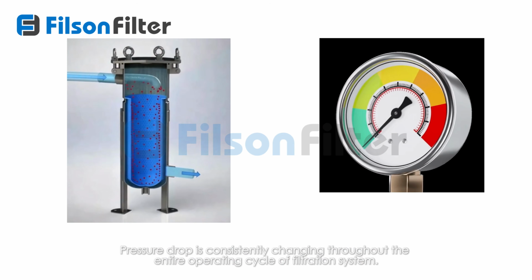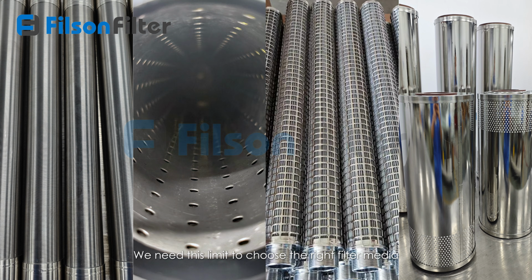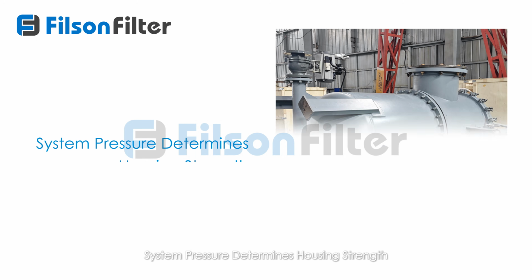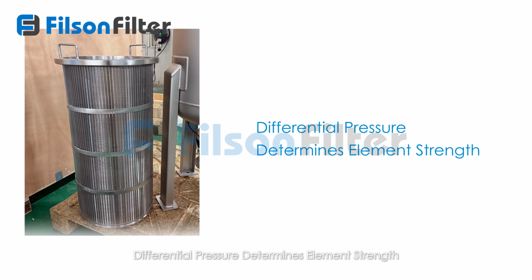Pressure drop is consistently changing throughout the entire operating cycle of the filtration system. If a filter element gets clogged, delta P spikes. We need this limit to choose the right filter media and internal core support of the filter element. System pressure determines housing strength. Differential pressure determines element strength.